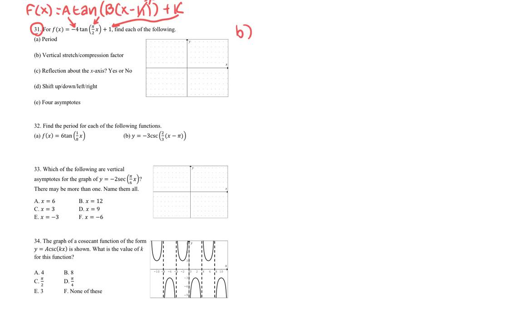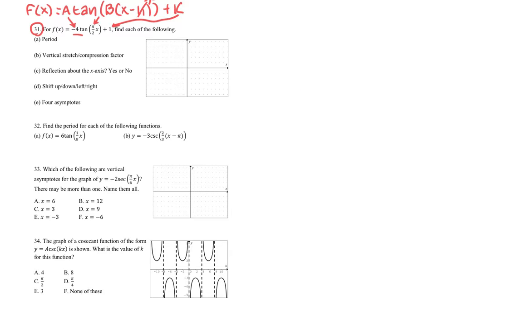So we're looking for things that affect the y's essentially, which in this case is just whatever's in front of the tangent. So in front of our tangent, we have a negative 4, but we're just looking at the magnitude of that. If it was a negative, it's a positive. If it's a positive, it stays positive. So in our case, our vertical stretch compression factor is 4. So we would have a vertical stretch, because this number is greater than 1, of 4, or by a factor of 4.